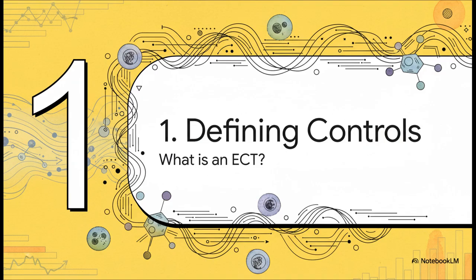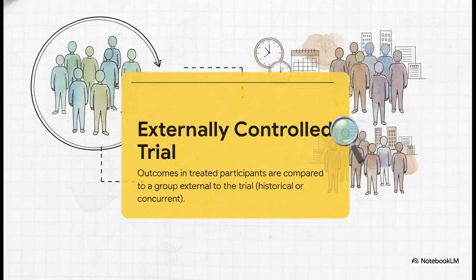What exactly is an externally controlled trial, or ECT, anyway? Well, to put it simply, it's a trial where you're comparing your patients on a new treatment to a control group that wasn't actually in the same study. Now, this control group could be historical, meaning you're pulling data from the past, or it could be concurrent, where the data is collected at the same time but from a different place, like a patient registry.